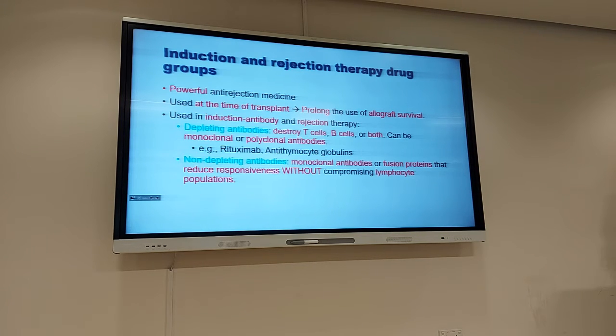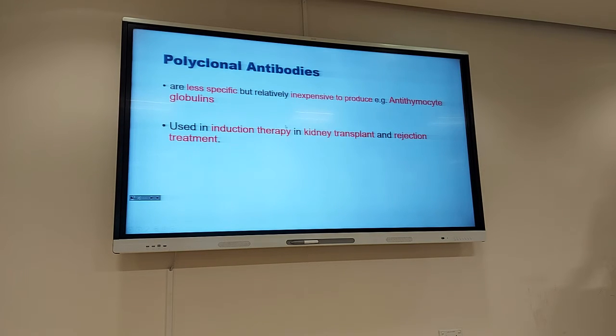So for the induction and rejection therapy drugs, we use powerful anti-rejection drugs at the time of transplant, depleting and non-depleting, as I mentioned, and they destroy the T cells and B cells both together. For the induction therapy, I'll give an example of a polyclonal antibody, which is anti-thymocyte globulins, and the other one will be rituximab.